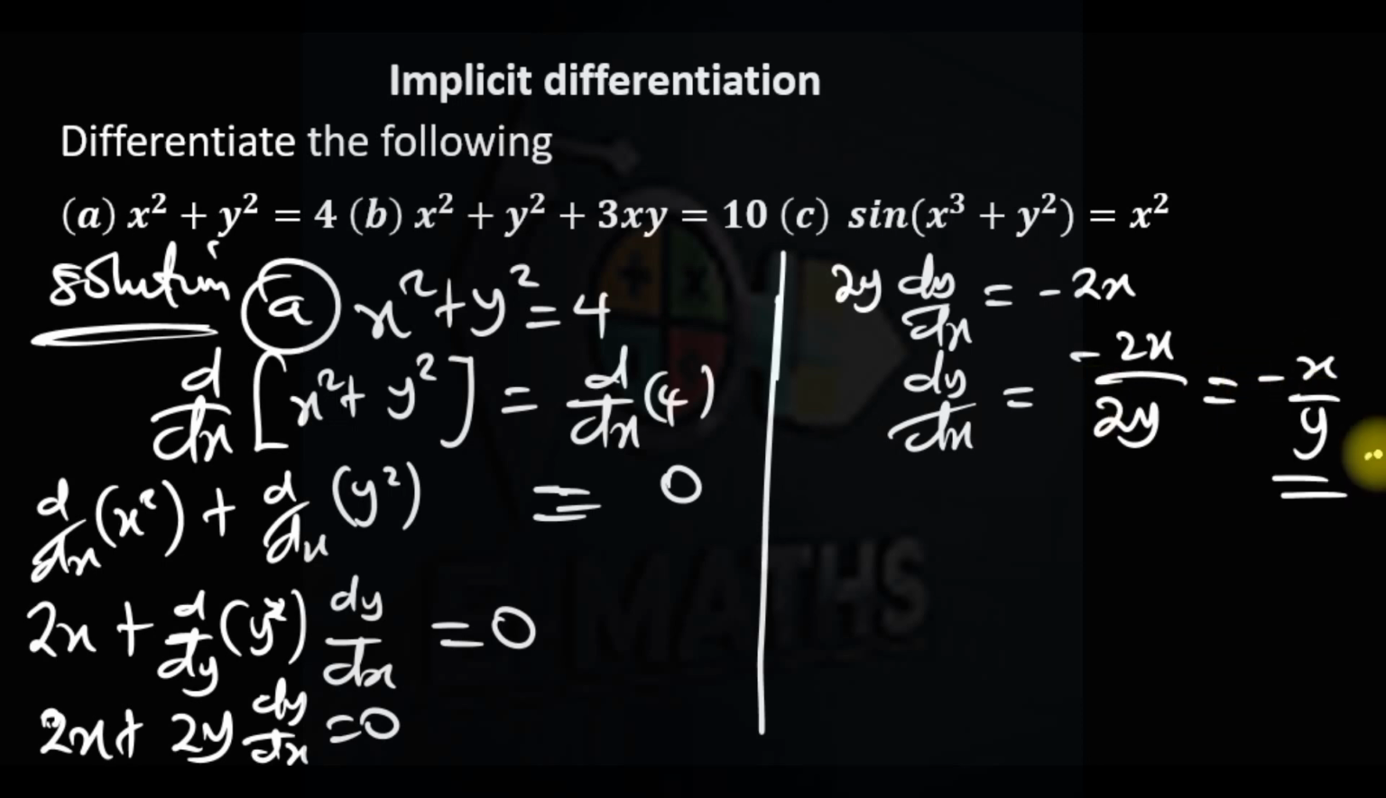So that's it. Whenever you are asked to differentiate any implicit function, we introduce the derivative, which is d over dx, to both sides. We differentiate and now make dy dx the subject of formula. Okay, let's look at the second one also.